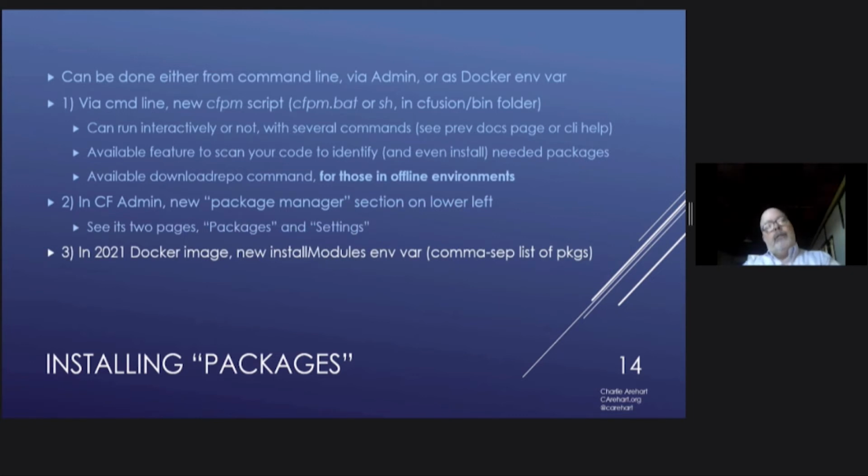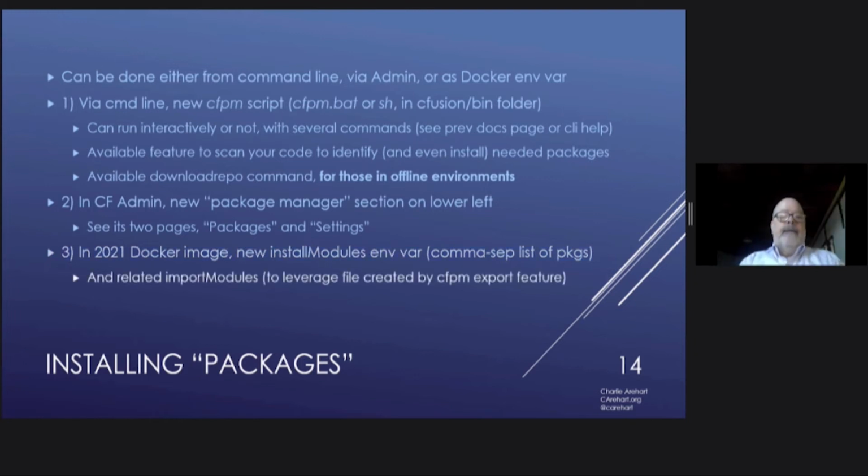And then finally, I mentioned the Docker images. So if you use the Docker image and you want to say, I want this Docker image when I spin up a container to have these modules in it, well, there's an install modules environment variable where you provide a comma-separated list of package names that you want to install. And the package names are in the docs and they're in the admin and they're in the CFPM command line tool. So you can find that stuff.